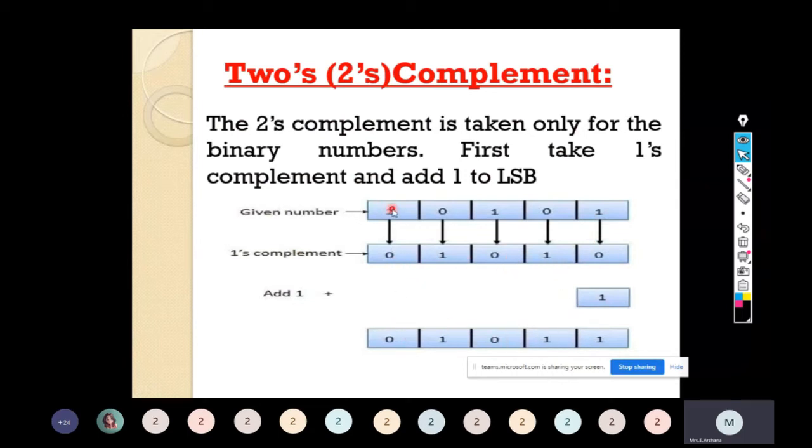So for the given number 10101, the two's complement answer is 01011. First step, we have to convert the given number into ones complement by converting 0 to 1 and 1 to 0. Then we have to add 1 to the obtained result to get the two's complement answer.